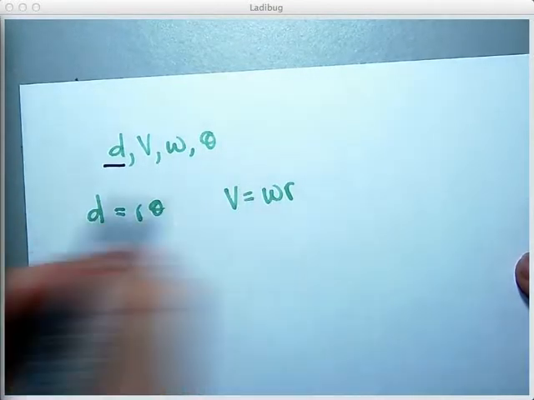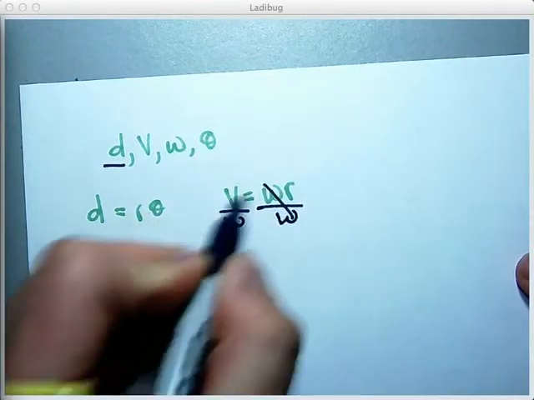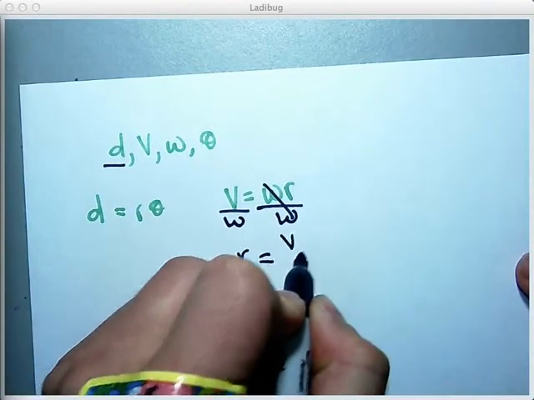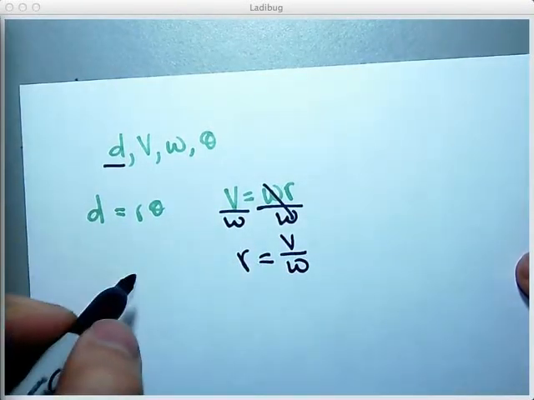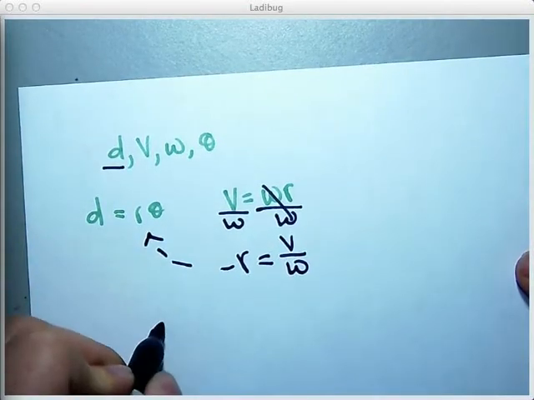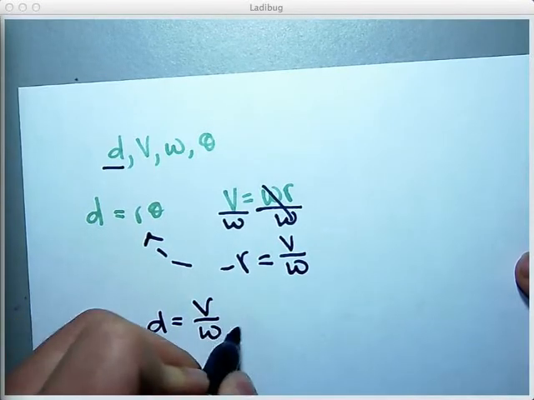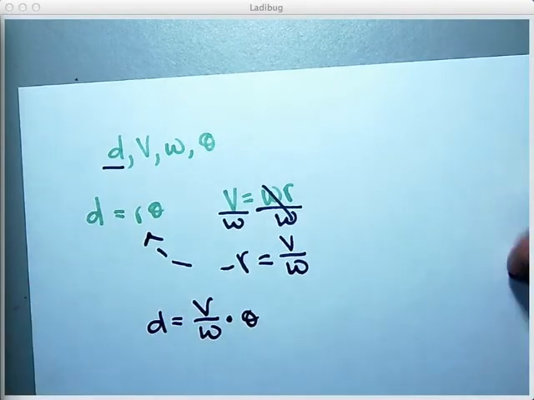Okay, so I'm going to divide both sides by omega. And so I get r is equal to v over omega. Substitute it in. And so therefore d is equal to v over omega times theta. That's an easy one. I should have started with that one.